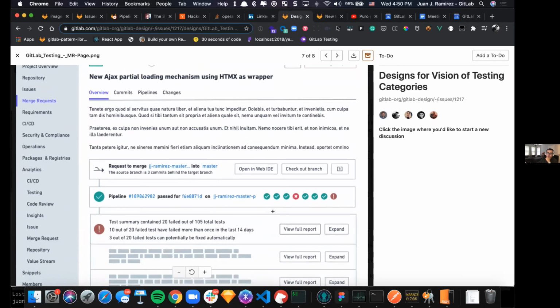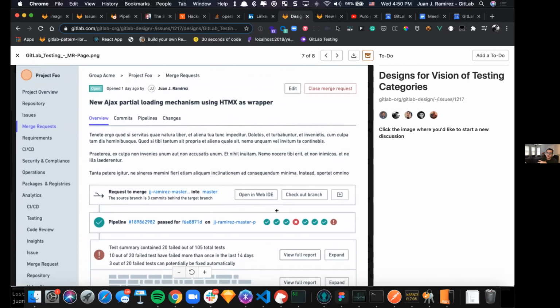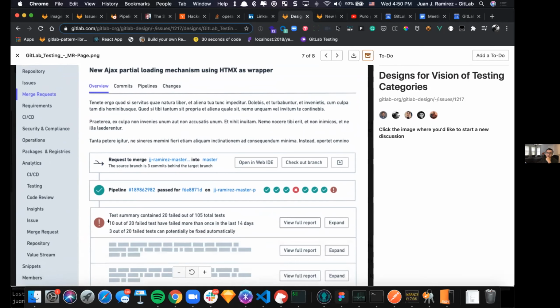Sure. So one big surface area for testing is the MR, right? You have a merge request and you run the pipeline, and then something fails, and on that summary widget we show you that certain things failed, and today we just show how many of the total tests that were run failed. There's so many other things that we could tell the customer at first glance. Something common is showing test history, how many of those tests have failed more than once in the last 14 days.